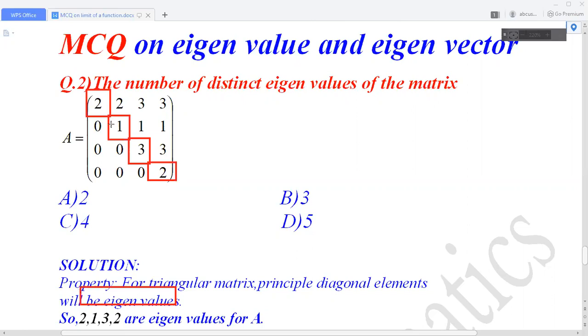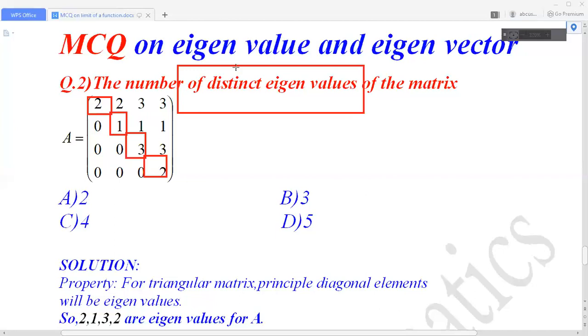We can easily find out the eigenvalues for a triangular matrix. In case of a triangular matrix, the elements in the principal diagonal will be the eigenvalues. So these elements 2, 1, 3, and again 2 will be the eigenvalues. But here the question is about the distinct eigenvalues. We have to count the number of the distinct ones.